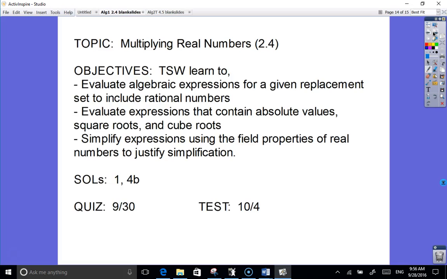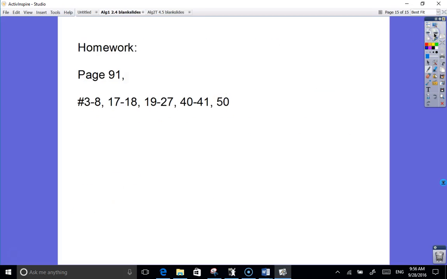So we will have another quiz on Friday. Test is next Tuesday, which is October 4th. We're almost done with September. That's a homework?